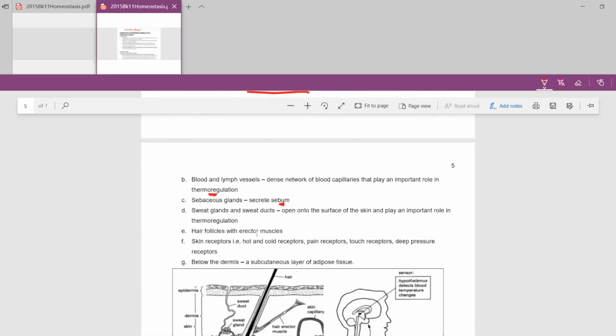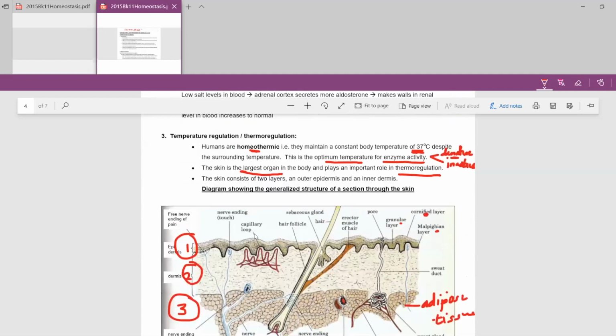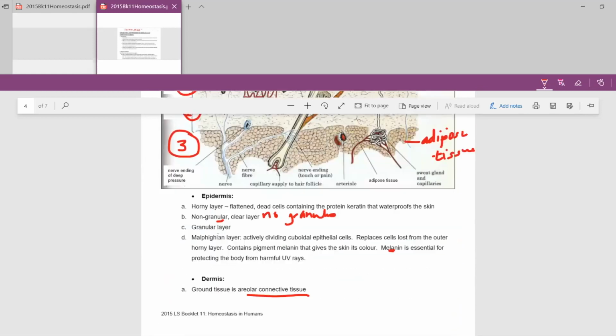And then you have your hair follicles with your erector muscles, attached to the hair follicle. So this is the hair follicle, this is the root, the follicle, and the shaft. This is the erector muscle. That's the muscle that makes the hair stand on a cold day and lie flat on a hot day.